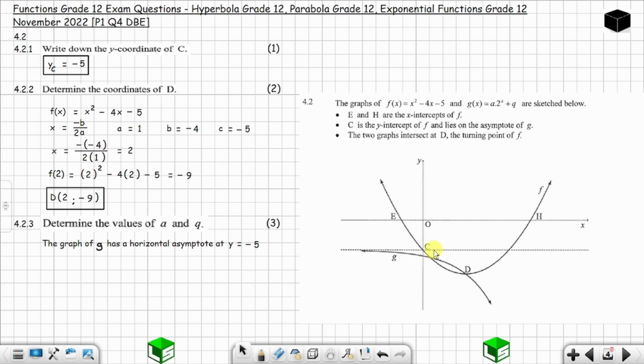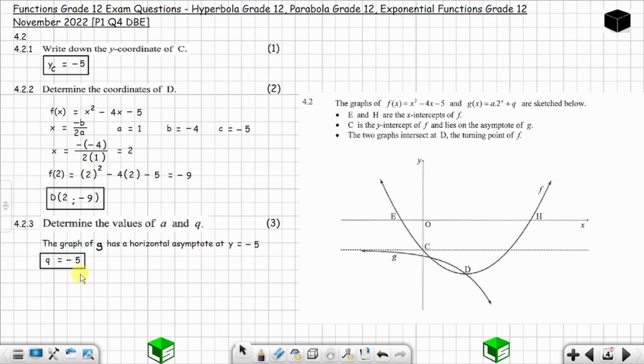And from this, you know that Q, the letter Q, represents the value of the horizontal asymptote. So, you know that Q is equal to negative 5. Wherever there is a horizontal asymptote when you are dealing with an exponential function, that will be your Q. If you have a horizontal asymptote at 1 or 0 or 10 or any value, that will be the Q you have there. In this case, the horizontal asymptote is at y equal to negative 5, so Q is equal to minus 5.